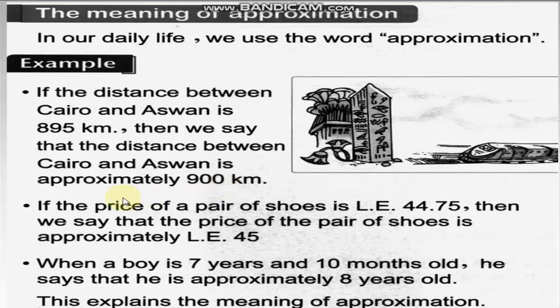For another example, if the price of a pair of shoes is 44.75 pounds, then we say that the price of the pair of shoes is approximately 45. Another example, when a boy is 7 years and 10 months old, he says that he is approximately 8 years old. This explains the meaning of approximation.